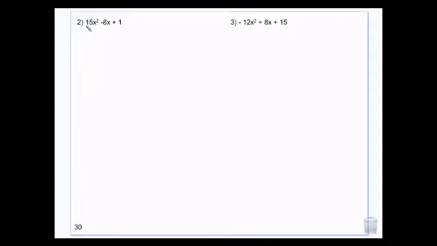Okay, so I'm going to take the 15 and the 1. I'm going to multiply them together, and ooh, it's 1. That's easy. Or not 1, 15. And so then I'm going to look for, I have positive here and negative here, so I'm going to be looking again for negative factors of 15.